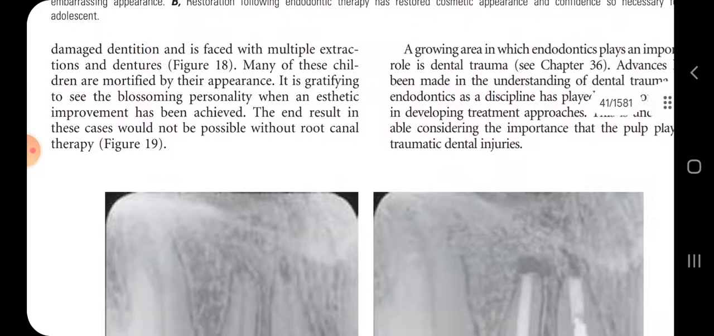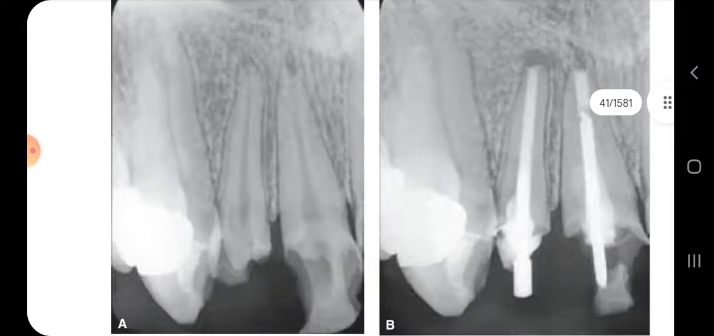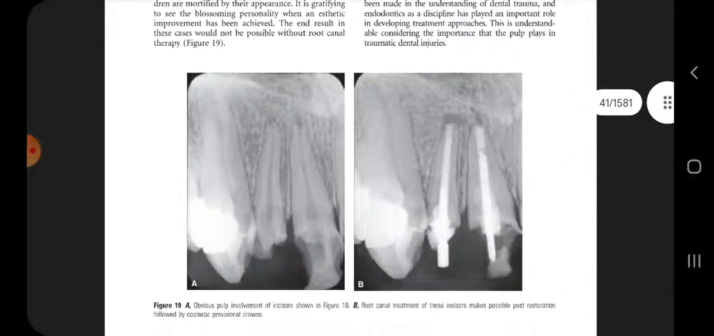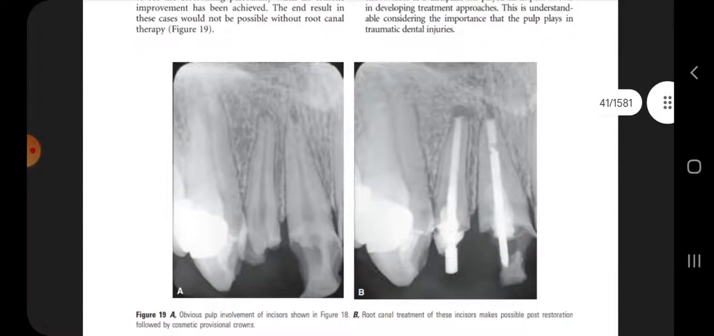You can see in figure 19, picture A showing obvious pulp involvement of incisors. In figure B, root canal treatment of these incisors makes possible post restoration followed by cosmetic provisional crowns.